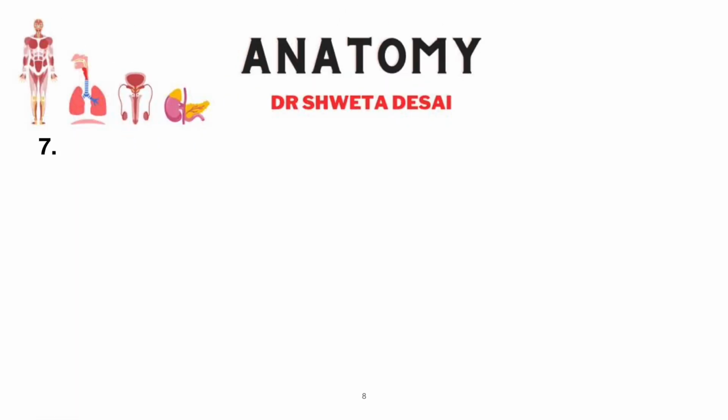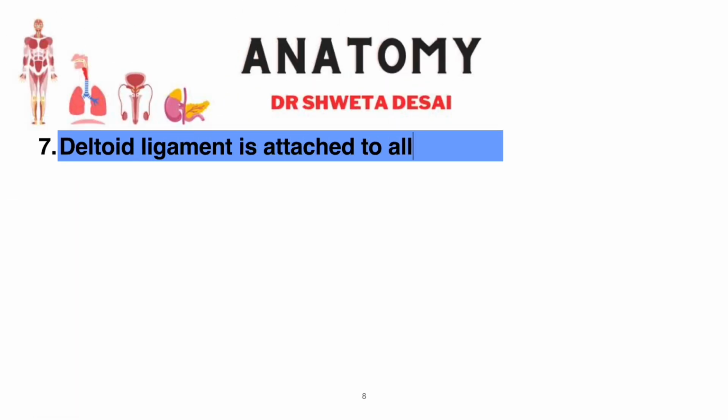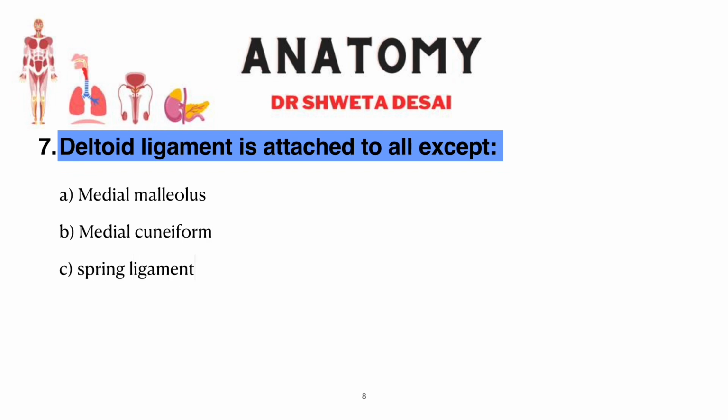Question number 7. Deltoid ligament is attached to all except: A. Medial malleolus, B. Medial cuneiform, C. Spring ligament, D. Sustentaculum tali. The correct answer is B. Medial cuneiform.